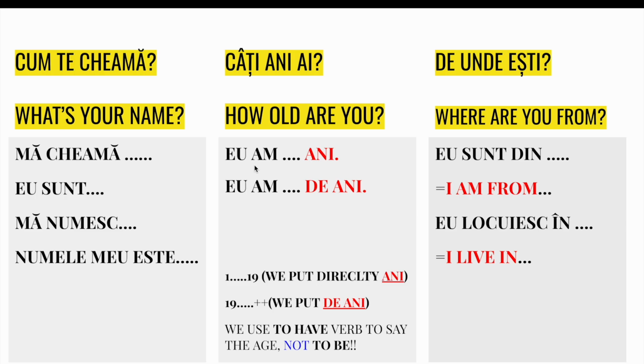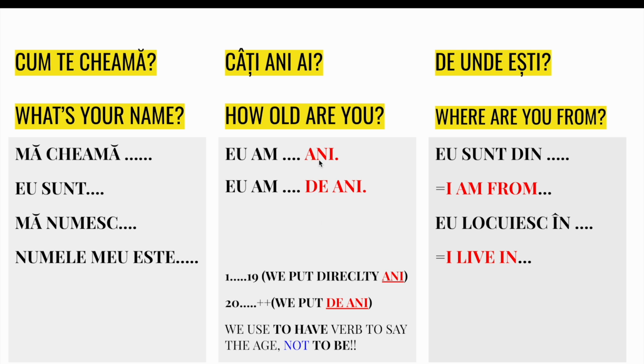Then you have to put the age, the number, and we have a special termination, like you would say in English, "I am 20 years old." In Romanian it's just "ani" or "de ani." "Ani" means years. How many years do you have? If you translate "câți ani ai," it means how many years, ani, you have, tu ai. And for that reason, we say "I have 26 years old," basically.